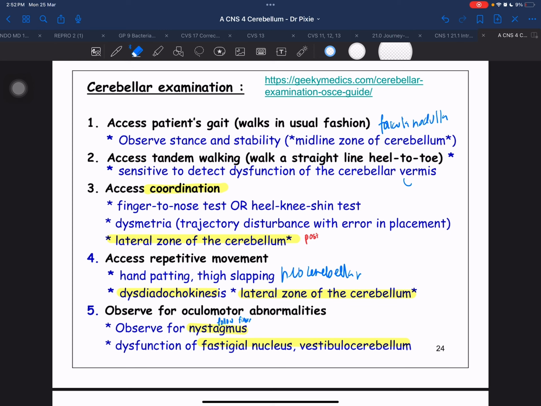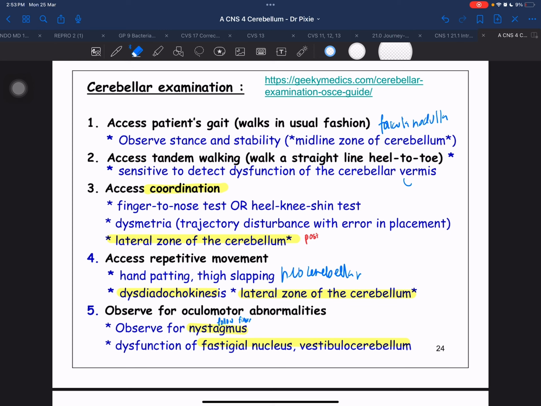Yeah, tandem walking. How about coordination? Finger to nose test or heel, knee and shin. You know how heel, knee and shin is done? You ask the patient to lie on the bed, then he or she lifts one leg and lets the heel touch the knee, then roll down and come back again. So this is called the heel, knee, shin test. Or dysmetria. What do you mean by dysmetria? Dysmetria means they cannot project nicely.